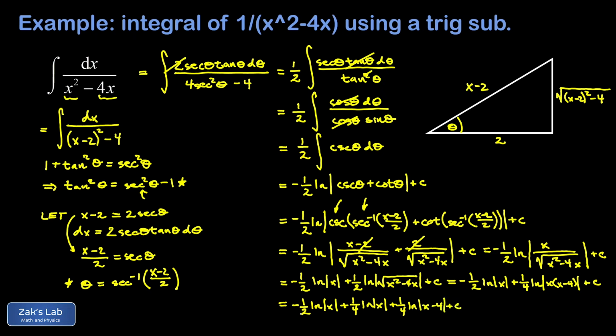So finally, I can combine these like terms. I have a like term of natural log absolute value x. And when I take negative 1/2 of those and positive 1/4, I end up with negative 1/4 times natural log absolute value x. So I'm going to go ahead and write the positive term first. That's 1/4 natural log absolute value of (x minus 4). And then the negative term, 1/4 natural log absolute value x. And don't forget the additive arbitrary constant there, plus c. So now the result of this integral looks exactly like the form we got by using partial fractions decomposition.